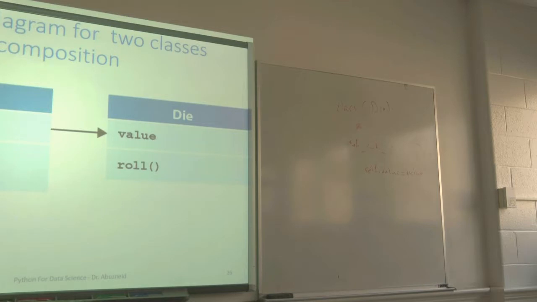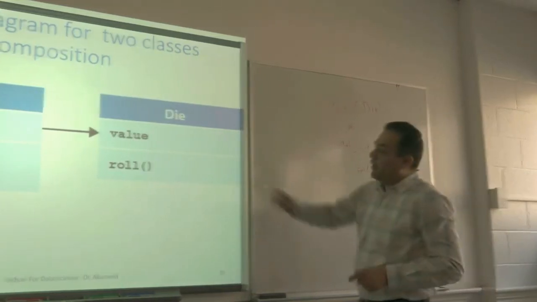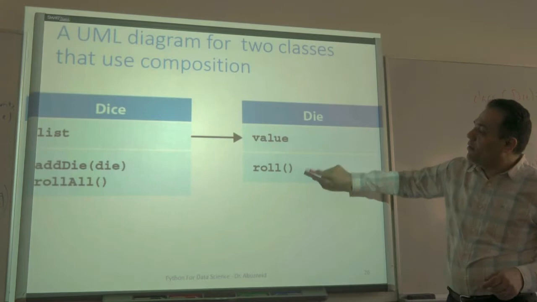That's what you'll do when you're trying to create the classes for your projects. What is the first thing you're going to think about? What attributes I need, right? And what methods I need to write. Do I need anything else? So this is a die. It has a value and one method, which is roll.